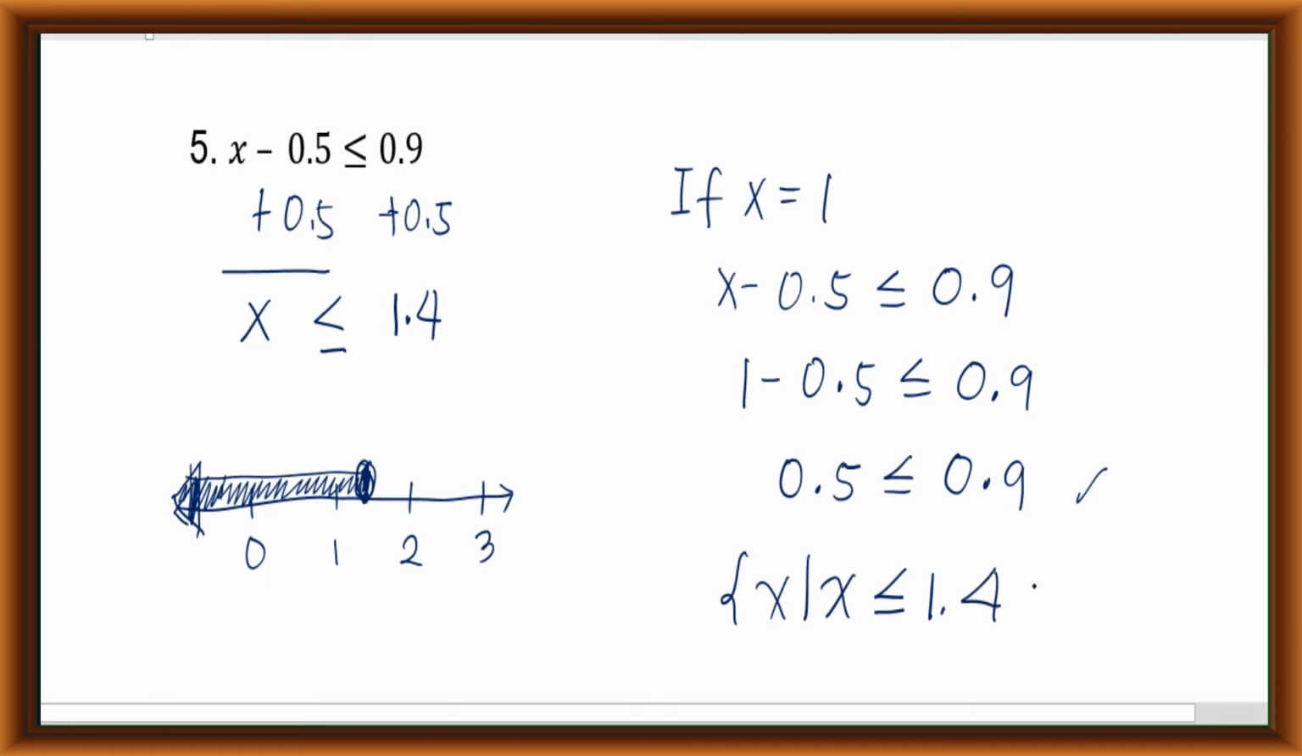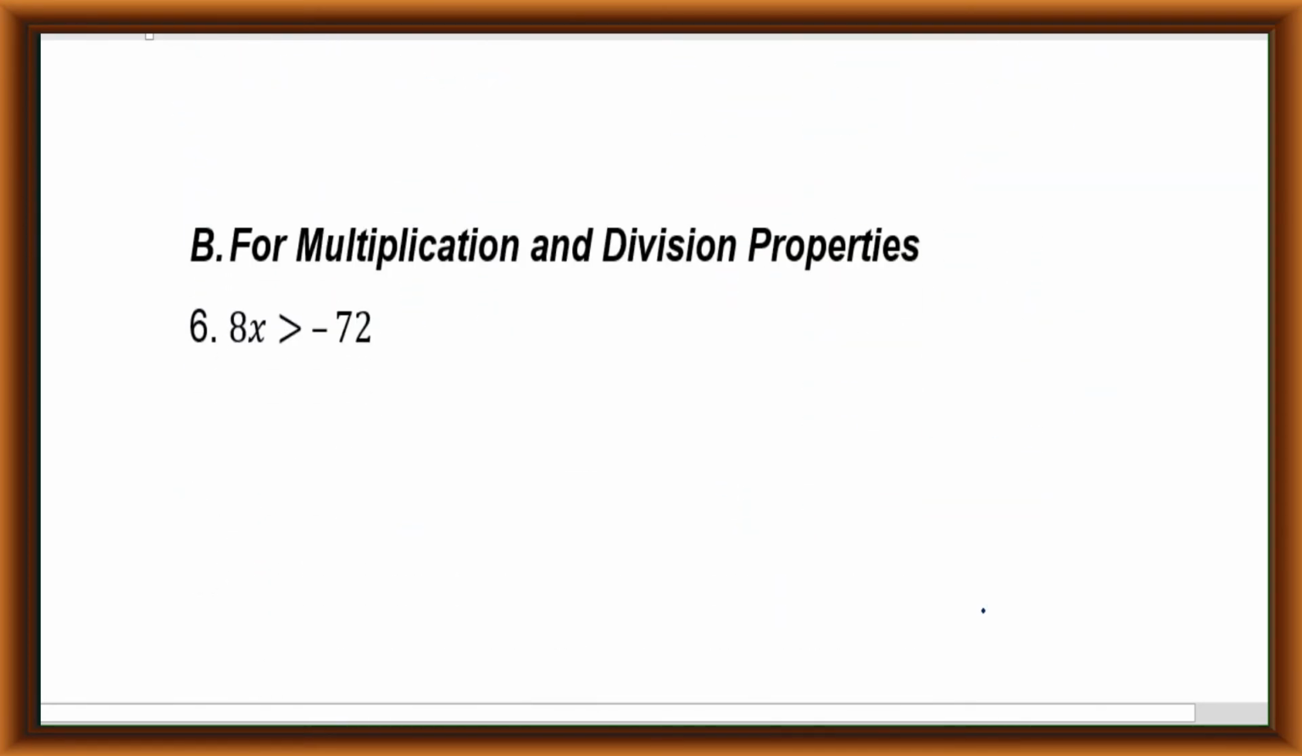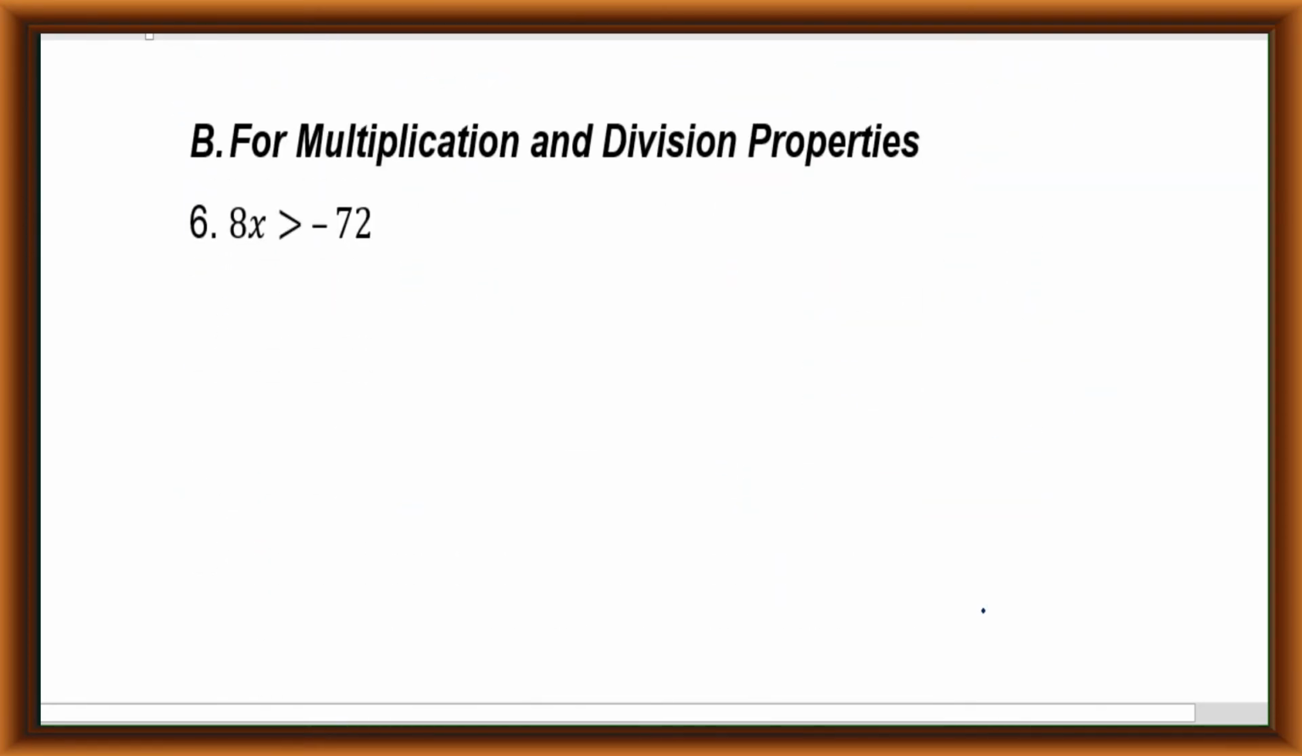So this is 1.4. All right, so that is number 5. Let's move on to problem number 6. This time, we will use multiplication. For multiplication and division properties, we simply use the MPI, or the multiplication property of inequality. So we have 8x is greater than negative 72. Again, we will divide both sides of the inequality by 8. So x is greater than negative 9.